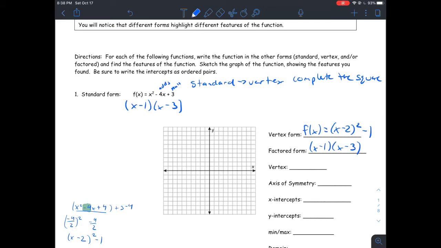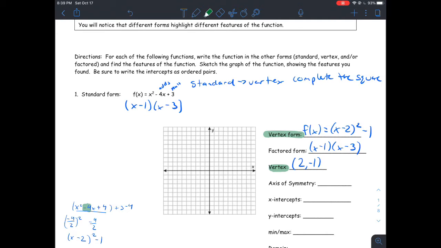All right. Now, that asks for the vertex. So I want you to think about this. Which one of these forms is going to be helpful in giving us the vertex? Well, that's going to be vertex form, right? Looking here, the vertex of this parabola is going to be 2, negative 1.